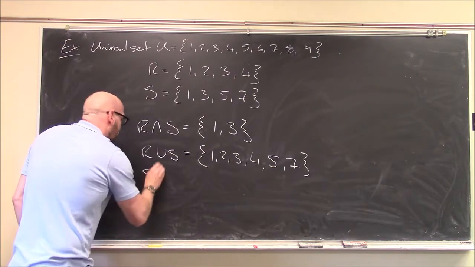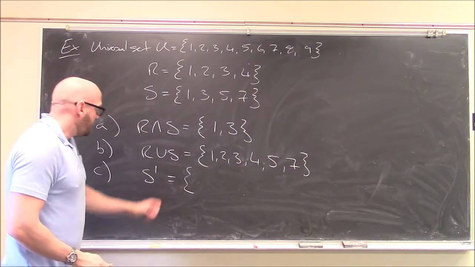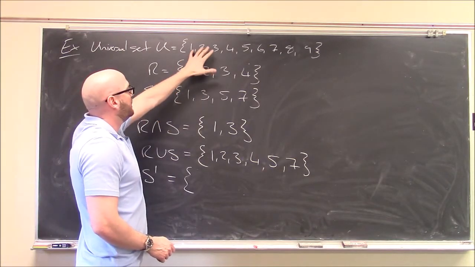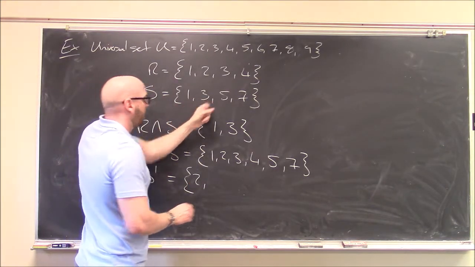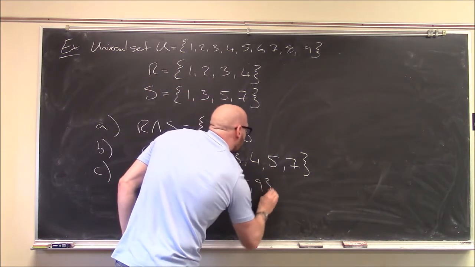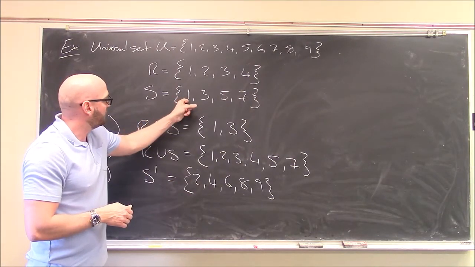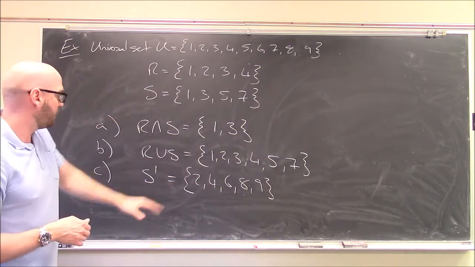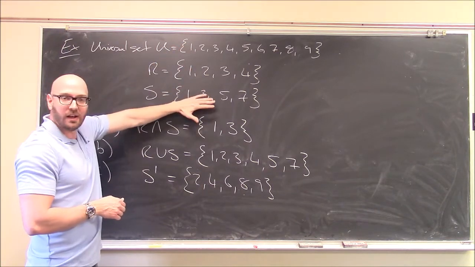How about we do S complement? So everything not in S. What do I have that's in the universe but not in S? Well, not in S would be 2, 4, 6, 8, and 9, I believe. Right? 1 is in S, 3 is in S, 5 is in S, and 7 is in S. So this looks like S complement to me. That's everything in U that isn't in S.